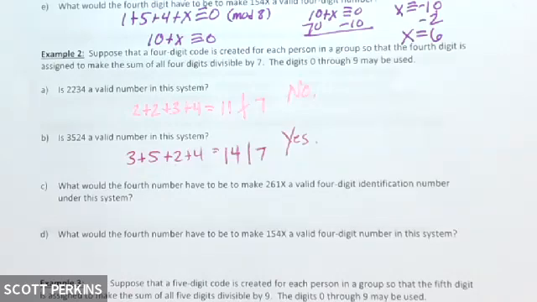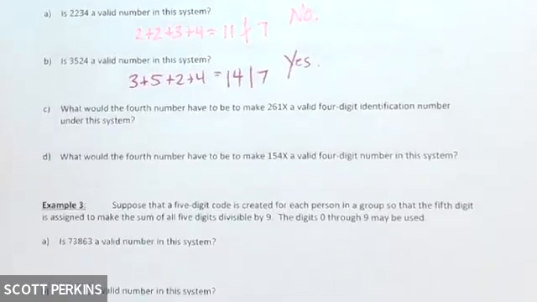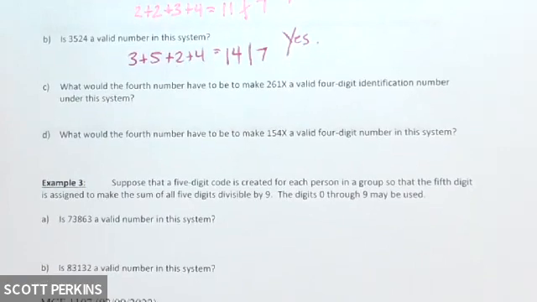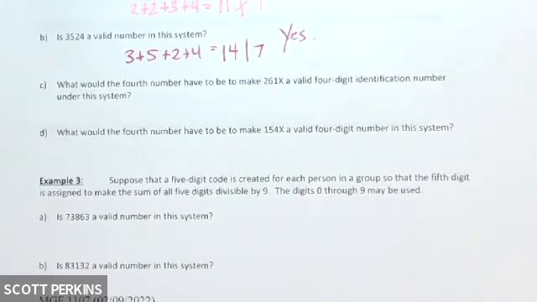We doing okay? Anybody got any questions? Okay, so I just changed the rule just to keep things spicy. So do the C problem, please. What is the 4th digit that I would put on there to make that a valid identification number in this system where the sum of the 4 numbers has to be divisible by 7?